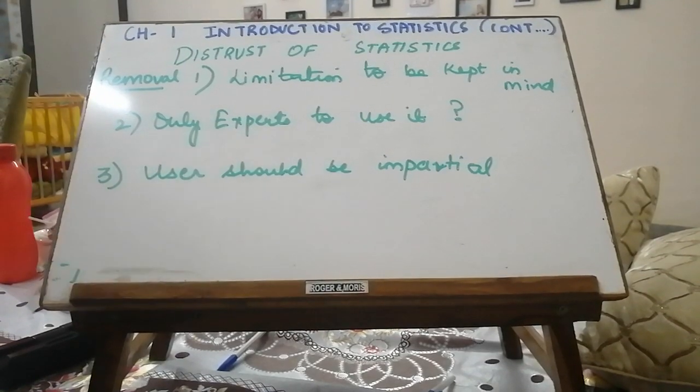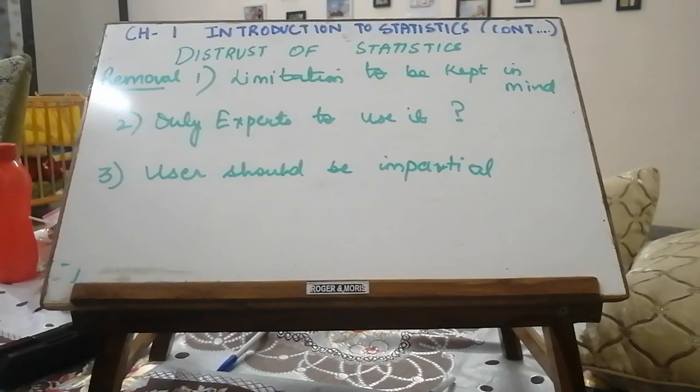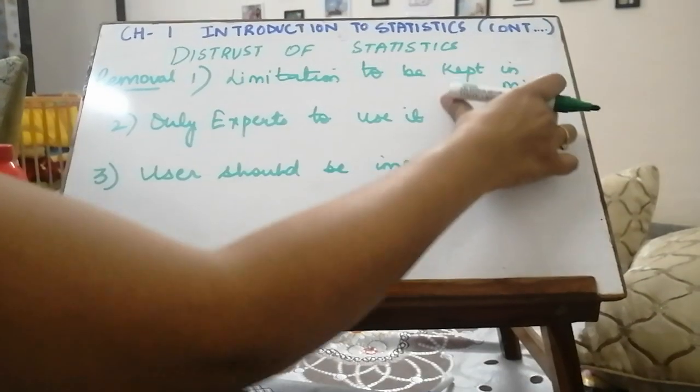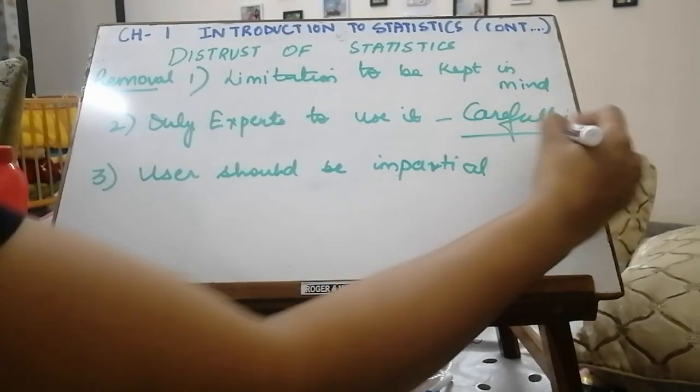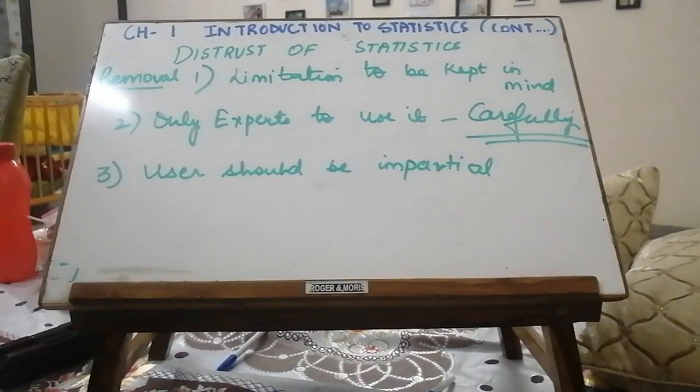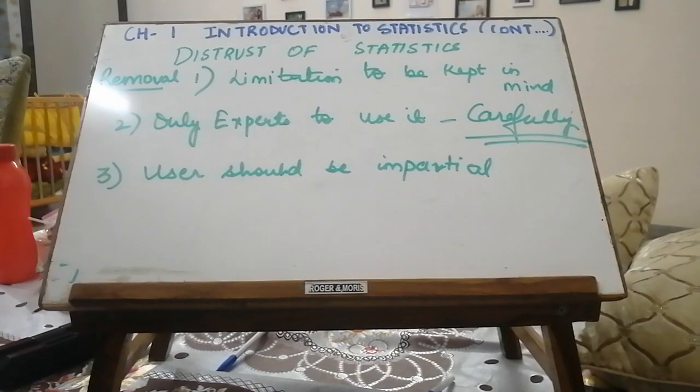The second one is only experts to use it. Now the major thing that we started with was that the experts are misusing it. Now we are saying only experts to use it. So there's one word here that is to be added: carefully. Only experts to use it carefully, and being mindful of the fact that their results can impact a lot of people. With their right conscience and their right mind, they should use it.